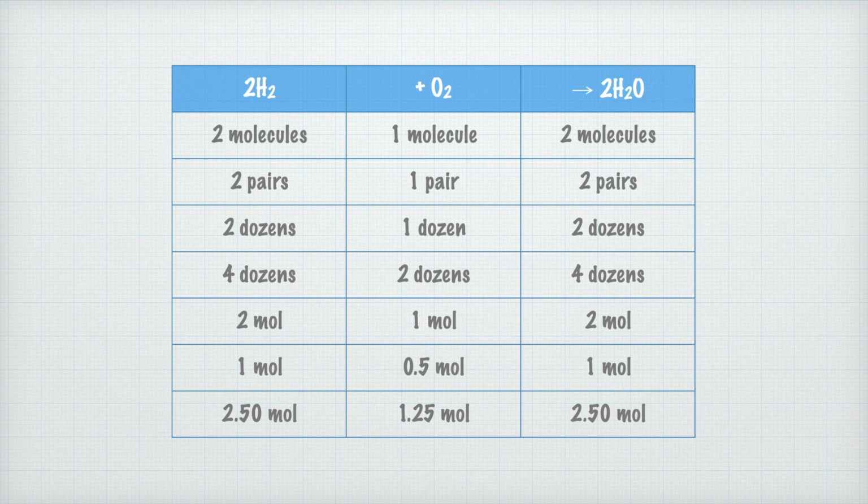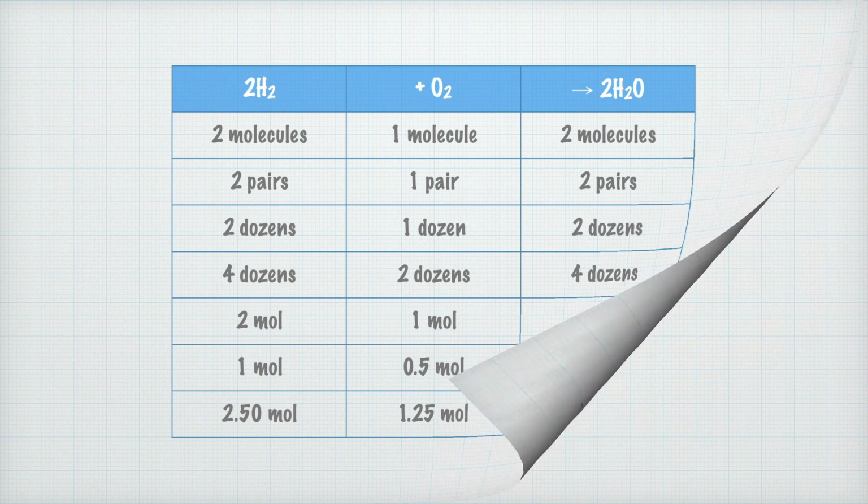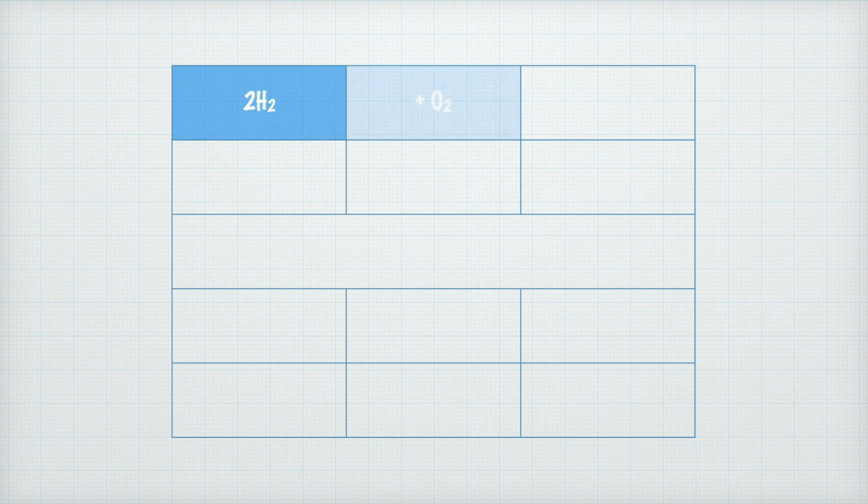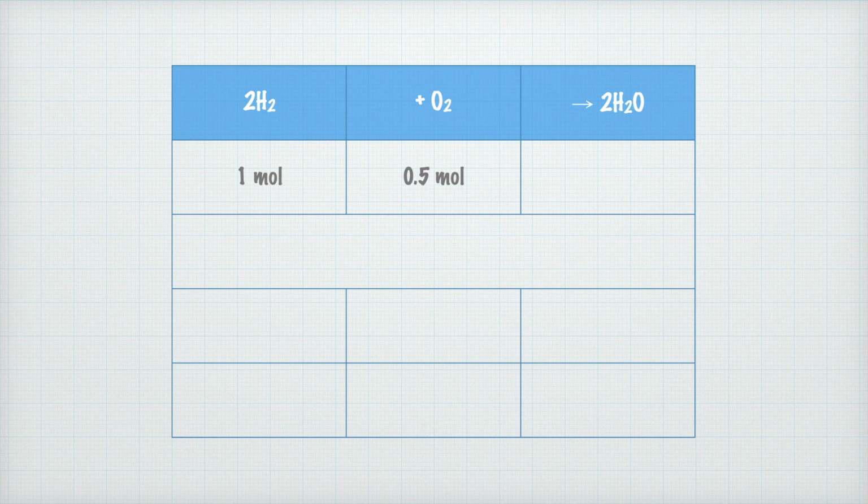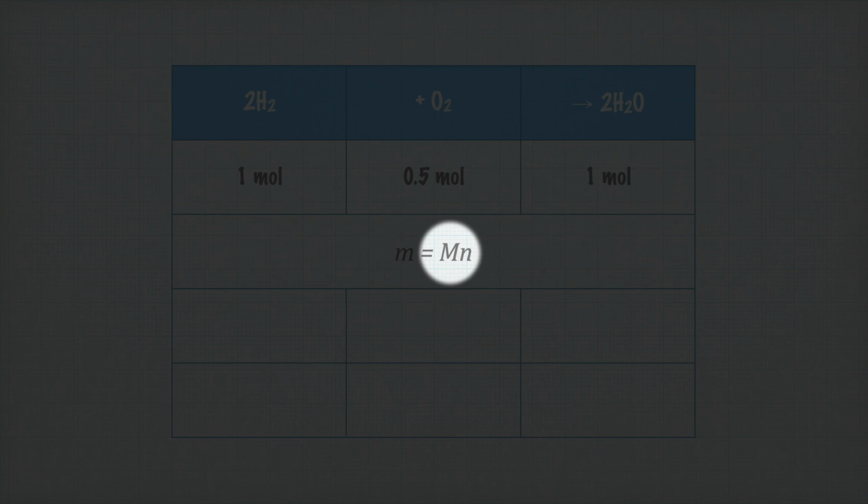Let's do some mass calculations too. We look at the same reaction, 2H2 plus O2 turns into 2H2O. This time, let's say we have 1 mole of hydrogen gas which reacts with 0.5 moles of oxygen gas and forms 1 mole of water. Now, I'll use this equation to calculate the masses of everything that reacts. That is, the mass is equal to the molar mass times the amount of substance.